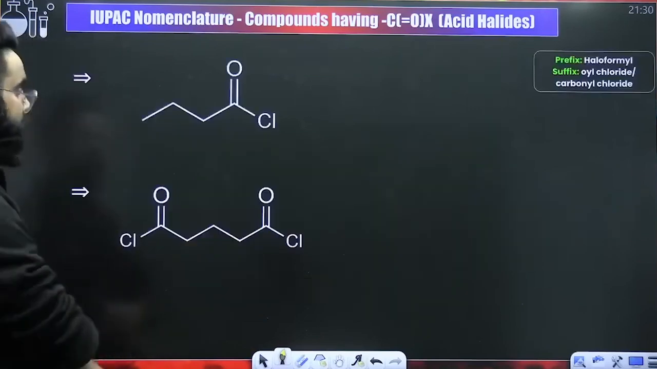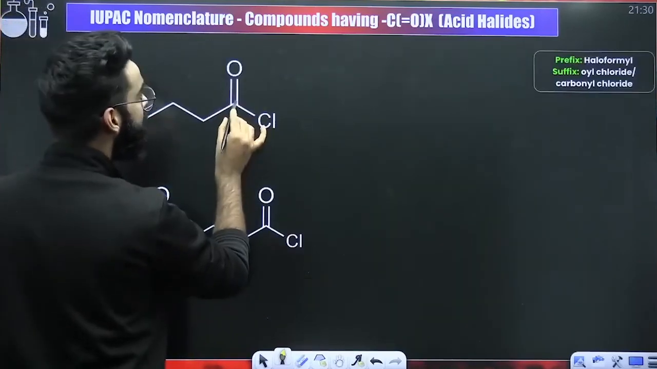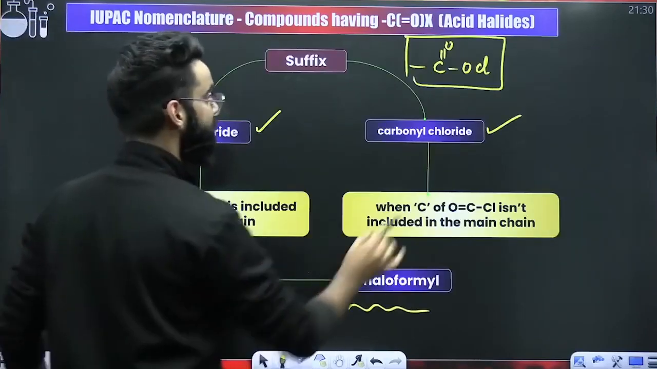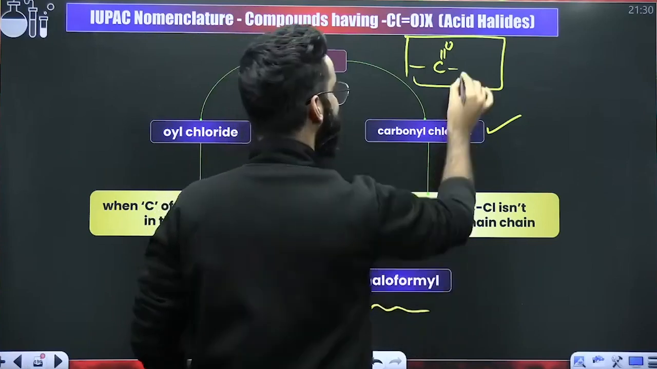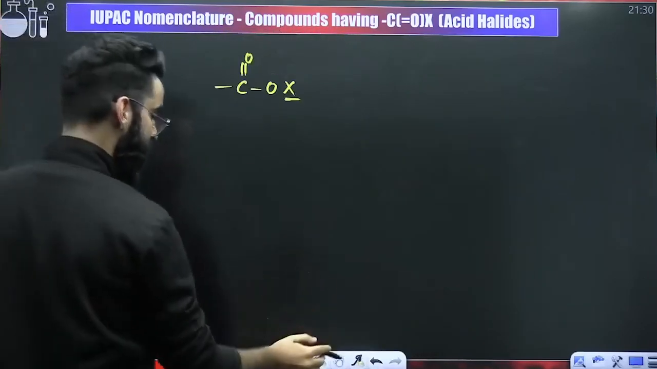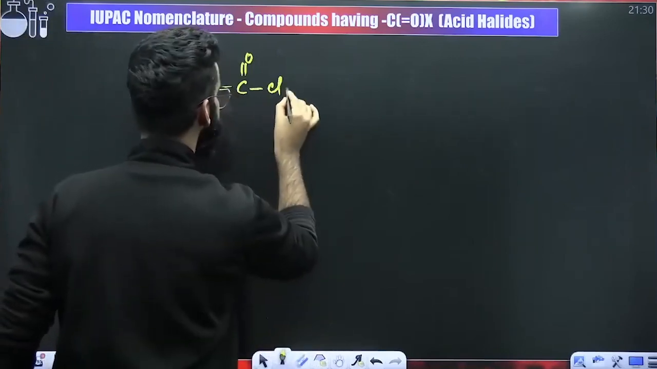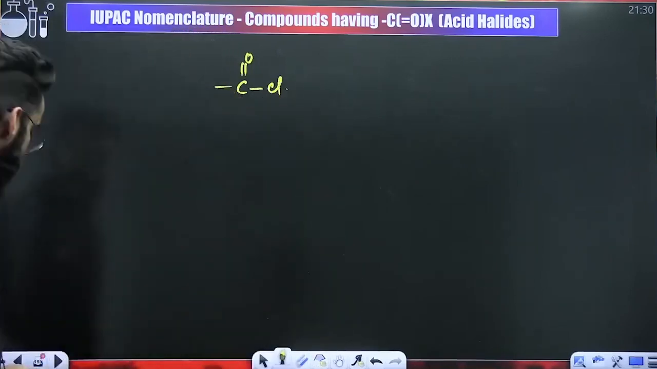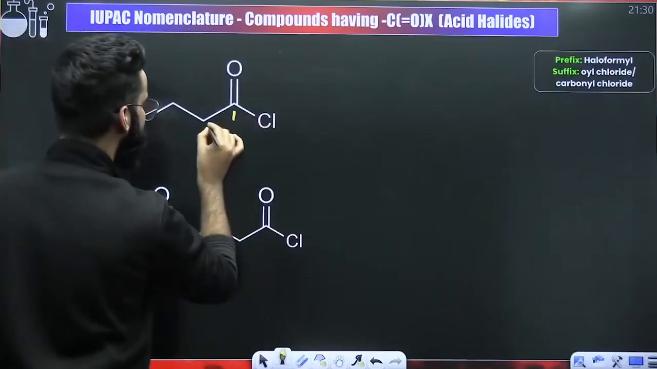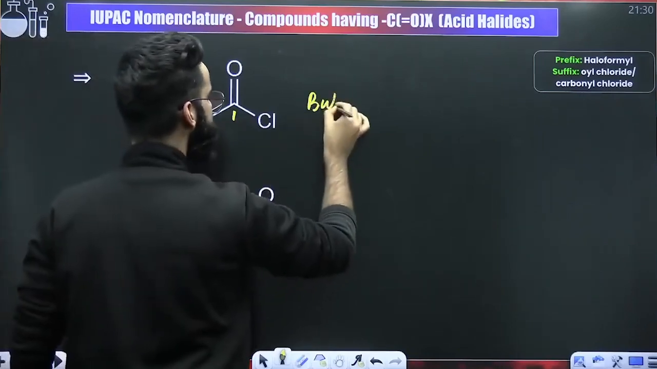Few examples. This is C double bond O Cl, right? Guys, just a second. I made a mistake. Sorry. This is C double bond O, and this is Cl, right? Okay. Mistake on my part. Look at this one. This is C double bond O Cl. This is 1. This is 2. This is 3. This is 4. Perfect. Now, first of all, the word root has to be but. Everywhere is a single bond.